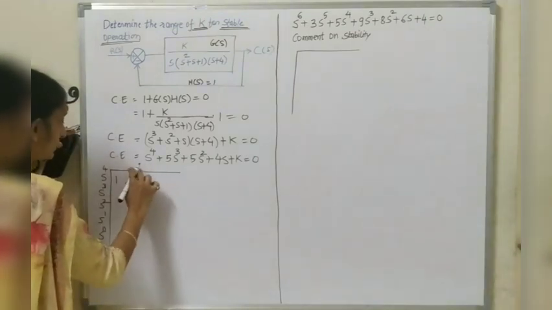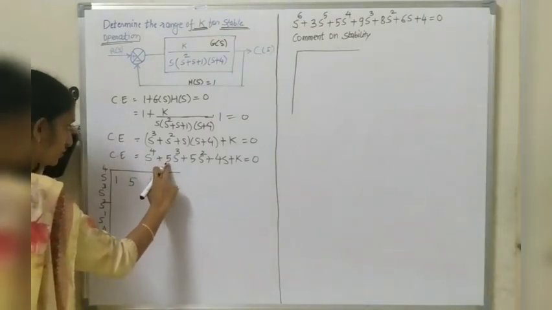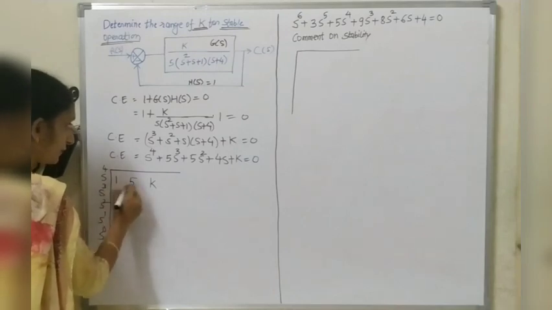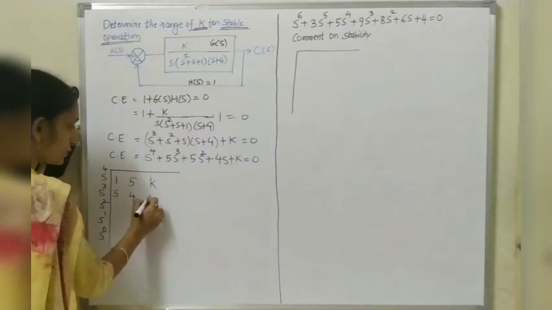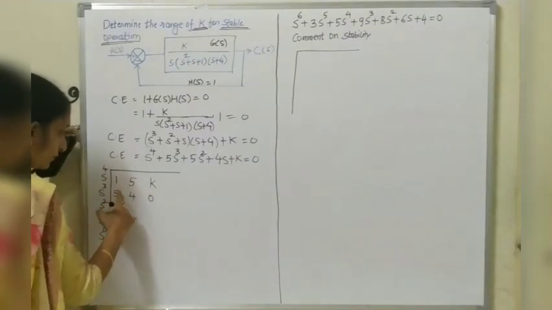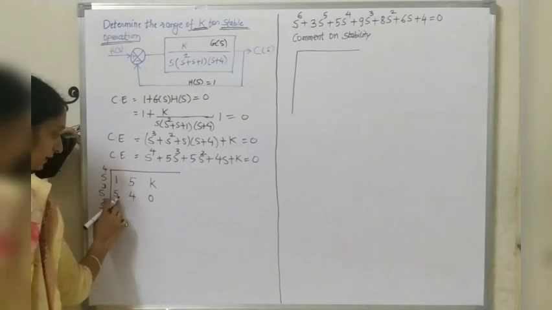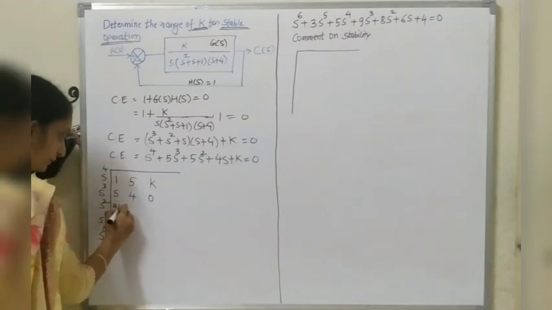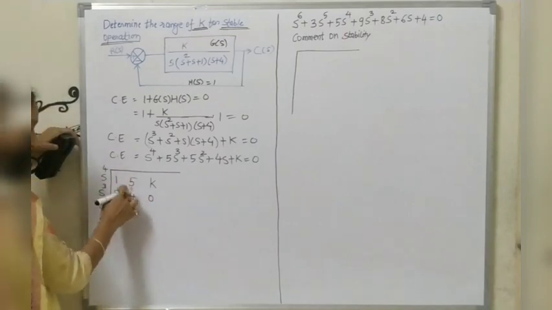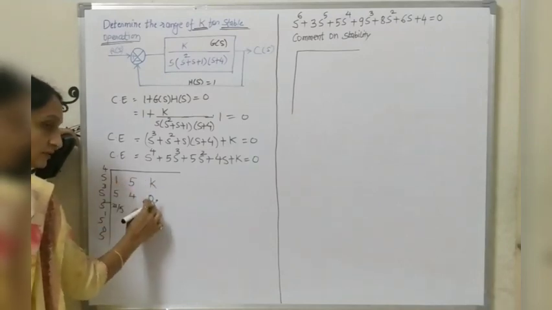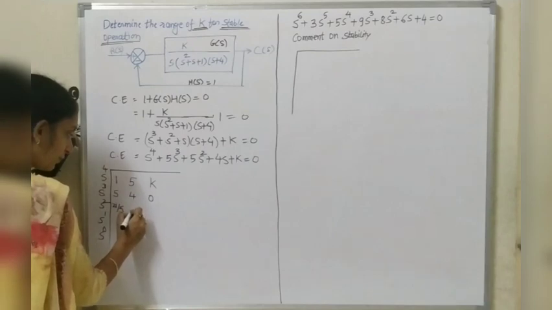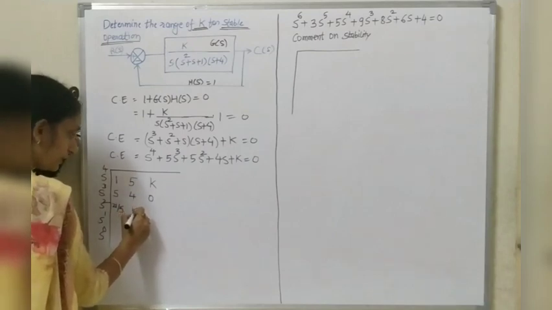Next, start with s cube. The coefficient of s cube is 5. Skip one term, it will be 4. After 4 skip one term, no term, so it will be 0. Now the next row: 25 minus 4, so it will be 21 by 5. That is 25 minus 4 into 1, divided by 5. Then 5k minus 0 by 5, so 5k by 5, it will be k.